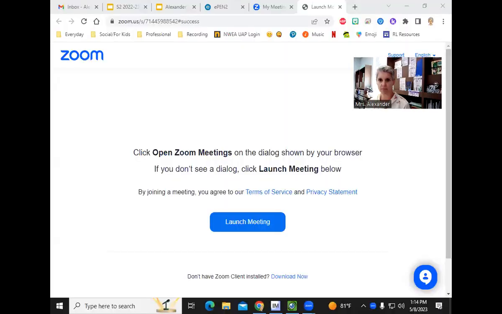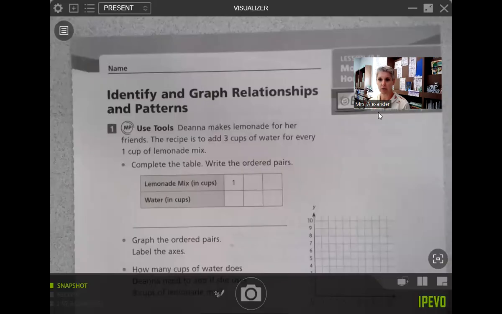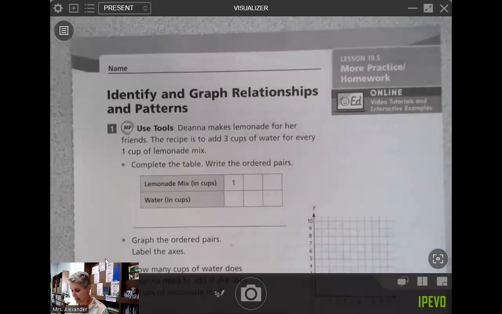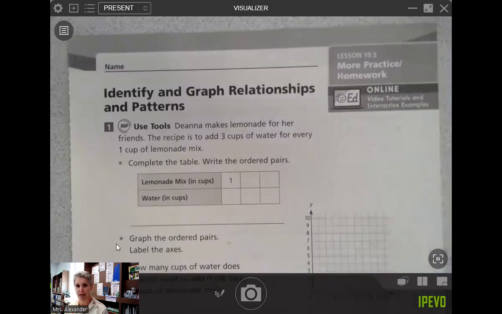Hello, everybody. Welcome to the last lesson of our Module 19, Lesson 5. Pages 187 and 188 is where we are today. So let's take a look at what's happening and see what we know. We are identifying and graphing relationships and patterns.